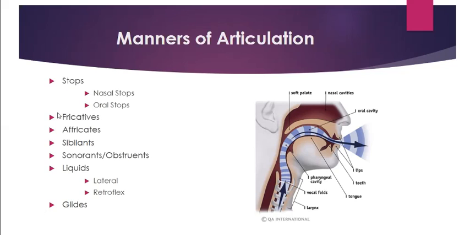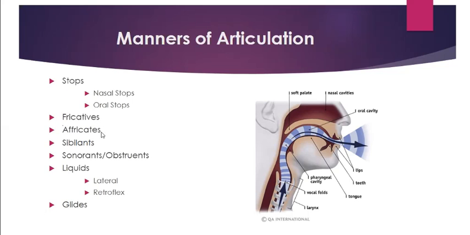Fricatives are all the sounds that make some type of friction when pronouncing them, like sh, for example, right? You hear the friction. The air is like struggling to come out. That is because the obstruction is partial. However, the path through which the air is coming out is so narrow that it causes some turbulence. It causes some friction. So those sounds are called fricatives.